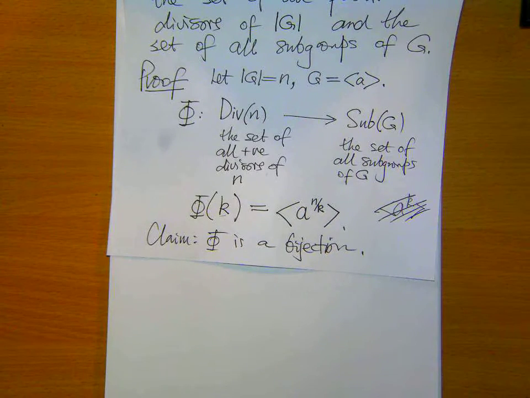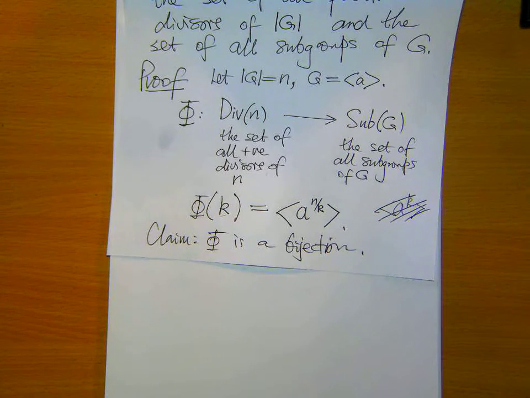But for instance, to prove it's surjective, we take a subgroup of G. We know it's cyclic, so it must be generated by some power of a. But we can reduce the power to be a divisor of n by one of the results we proved. And then we use that divisor of n to extract k. And that will be a k that gives us any element here. So that shows it's surjective.